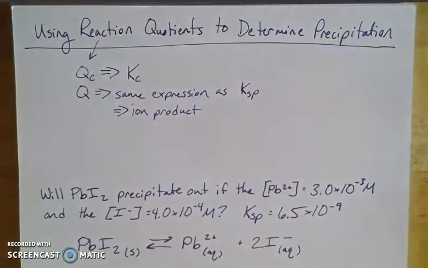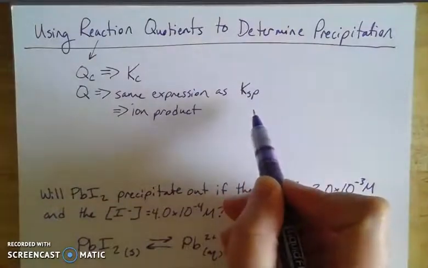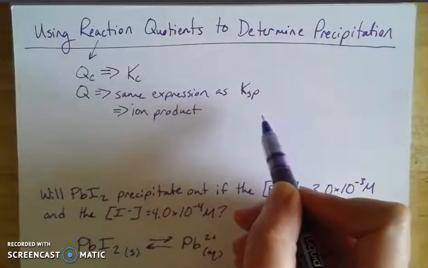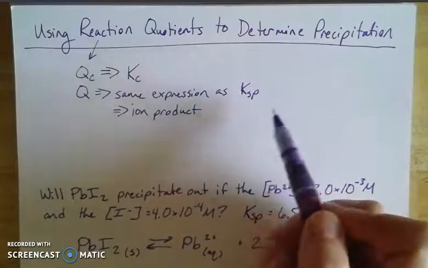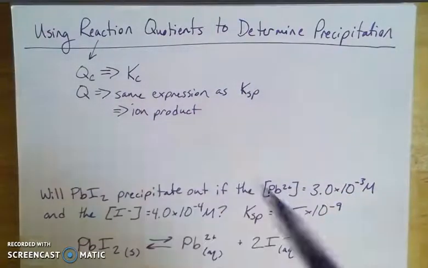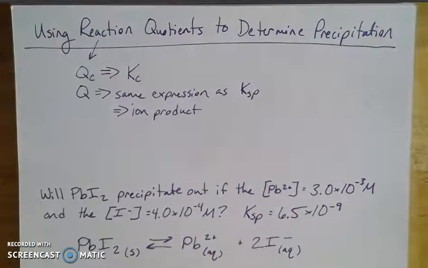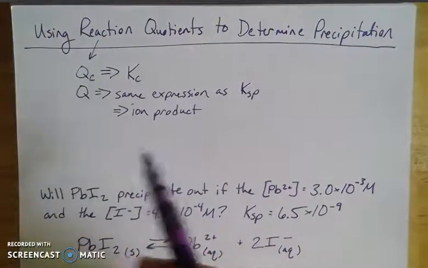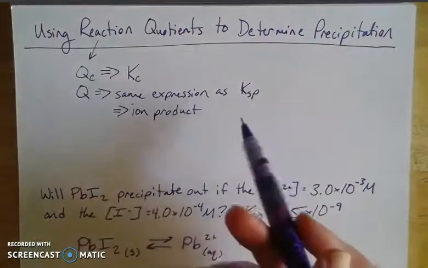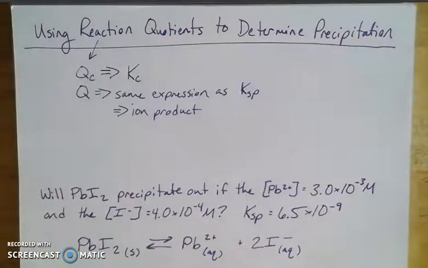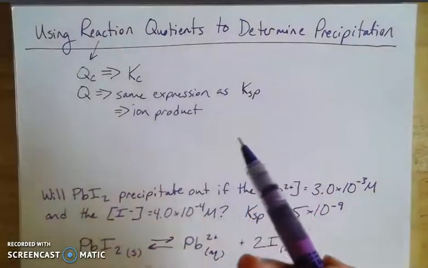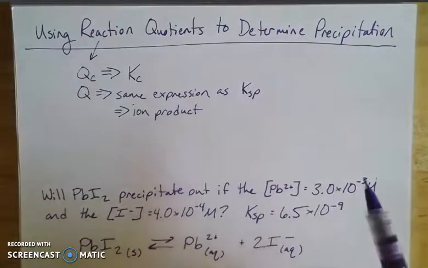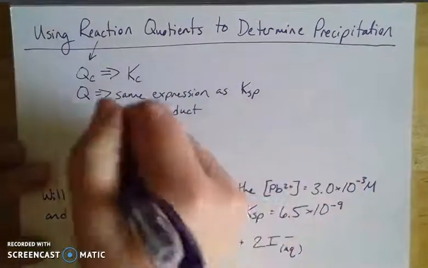Which kind of makes sense because the KSP values don't include the solid. So when we're thinking about the solid dissolving in solution, then the product of the ions present raised to the exponent of their coefficient is what we're talking about for the KSP value. So this is called the ion product. And again, the same rules apply. So kind of the value of Q compared to KSP gives us information about where we're at with respect to equilibrium.